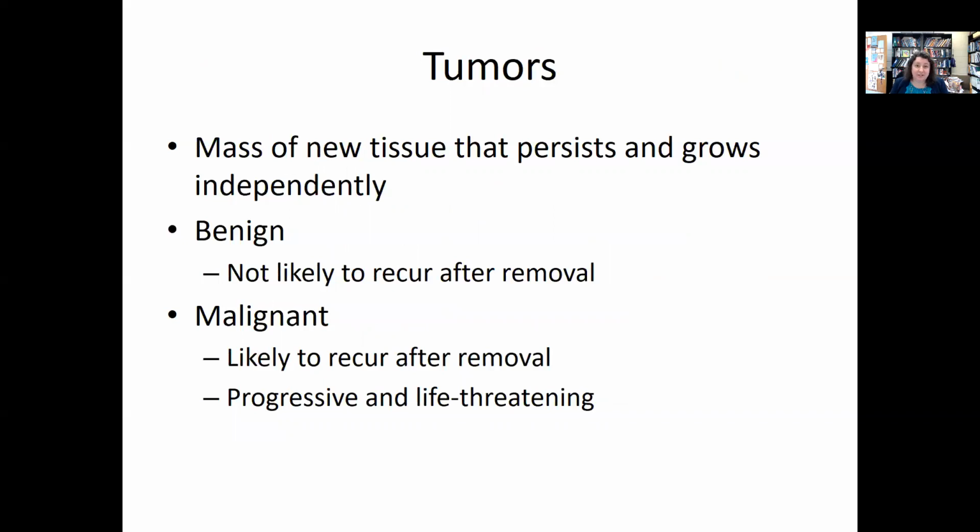Okay, obviously another issue that can come into play is tumors. So just like anywhere else in the body, you can get tumors in the brain. It's a mass of new tissue that persists and grows independently. You can have benign tumors that aren't likely to recur after removal. Malignant tumors are likely to recur. They're progressive and life-threatening. These are typically cancer.